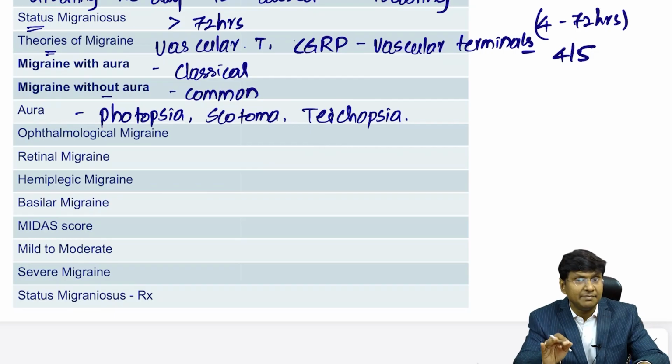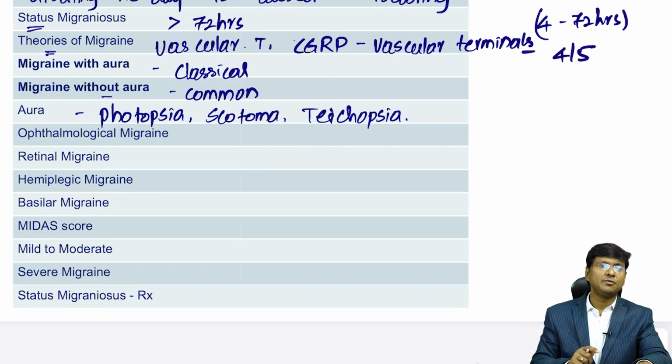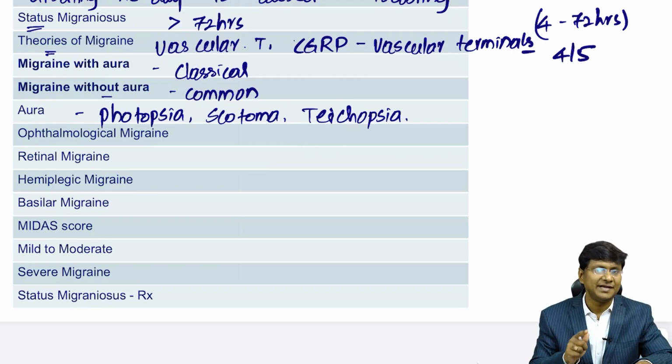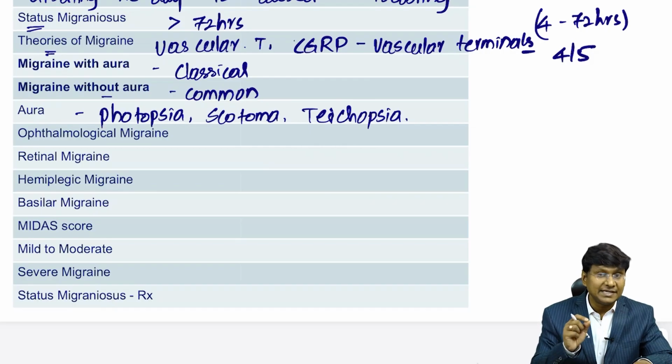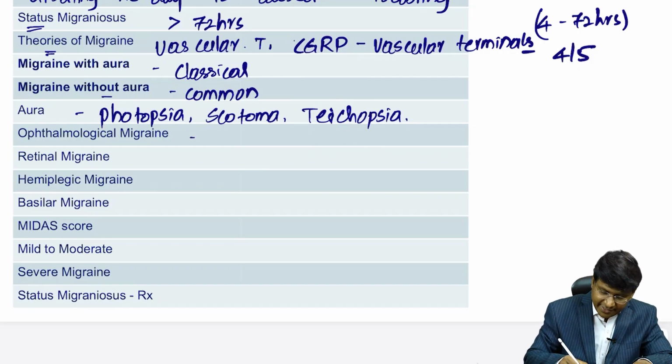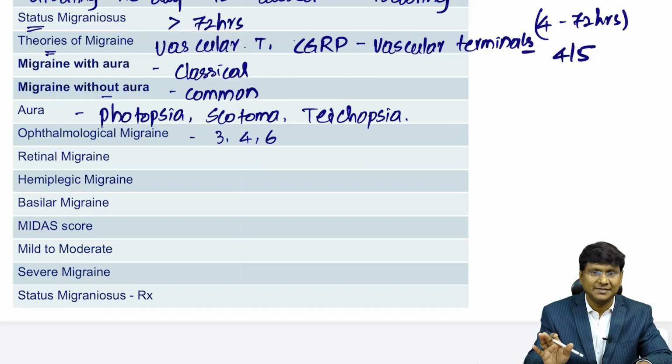And there can be focal neurological symptoms other than aura. The focal neurological symptoms can be in the form of paresthesia. It can be in the form of weakness of arms or leg. There can be mild aphasia. Then you have ophthalmoplegic migraine. Ophthalmoplegic migraine is where, along with headache, there is transient 3rd, 4th, 6th cranial nerve palsy.